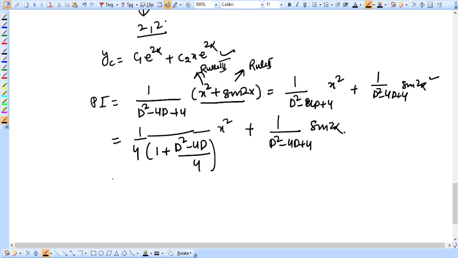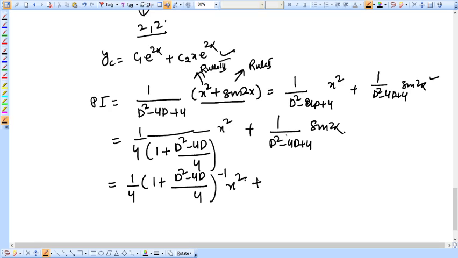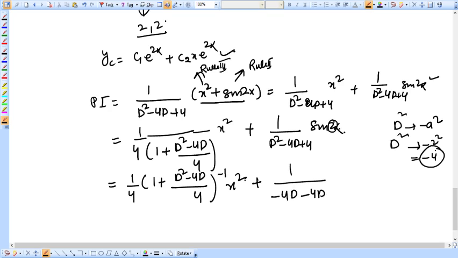Now 1 by 4 times 1 plus d square minus 4d divided by 4 to the power minus 1, x square, plus here you see we can solve it by using rule 2. In rule 2 we replace d square by minus a square. Here a is 2, so d square will be replaced by minus 2 square, that is minus 4. So minus 4 minus 4d plus 4, sine 2x. Here d square is replaced, so 4 and 4 cancel, we are left with minus 1 over 4d only.